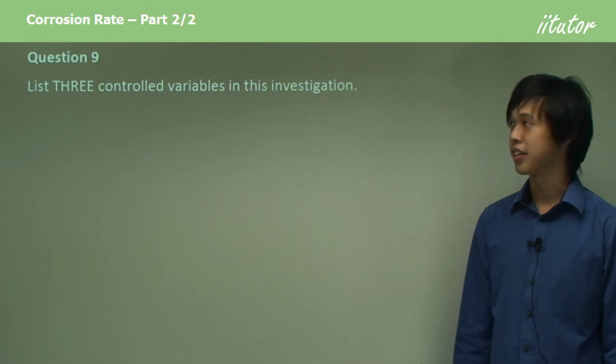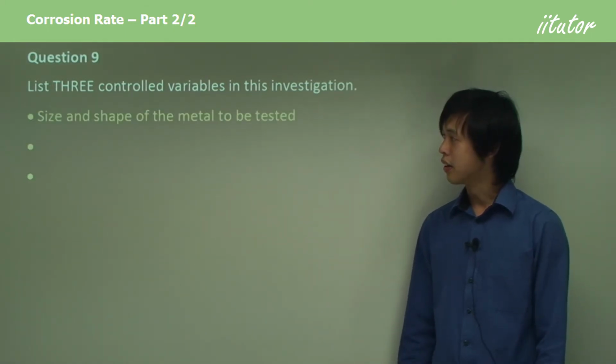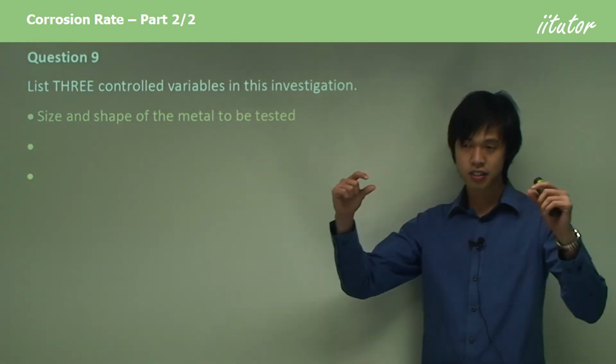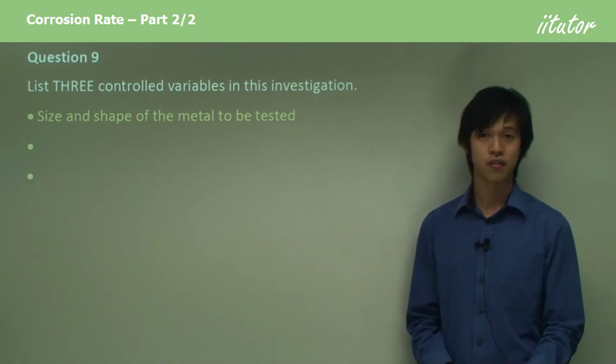Now in this investigation, let's list 3 controlled variables. Okay? Number 1, hopefully the size and shape of the metal to be tested. Okay? So we want the size and shape to be the same for each test case, and hopefully you can achieve that. Okay?